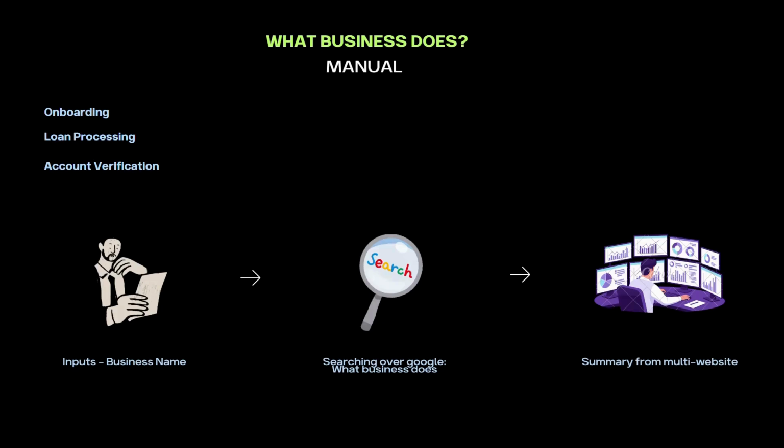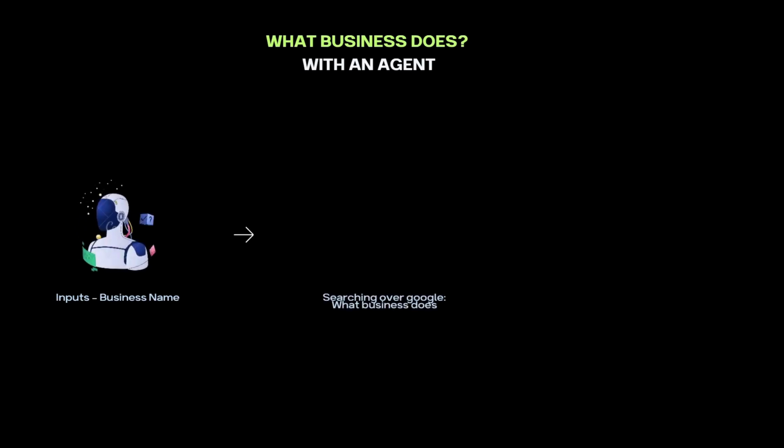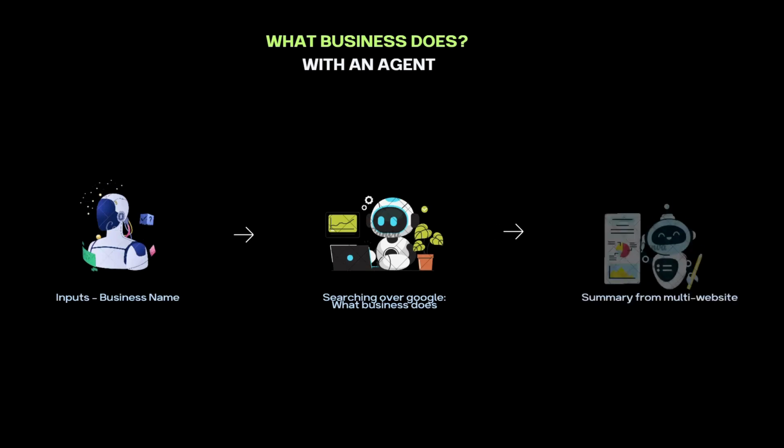So in this video, I'm building an agent using UiPath Agentic AI that does this work automatically. The agent will get the input as a business name, then go over Google and search for what the business actually does with the help of a GenAI web search activity. We're going to add it as a tool. Then it will get multiple websites, summarize everything very briefly according to the prompts that we are going to set, and give us a very well-formed output. So no more switching tabs, no more reading through random websites.